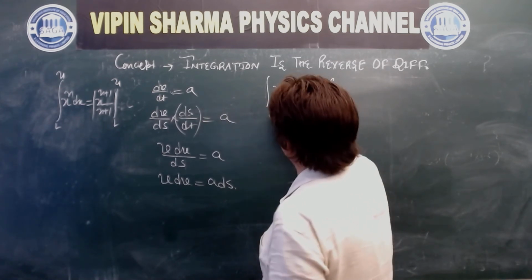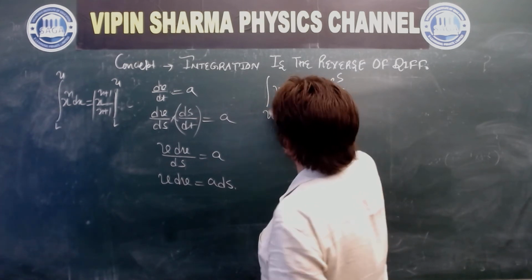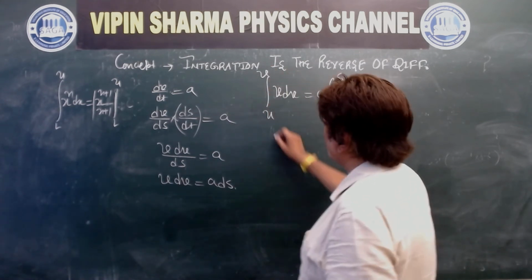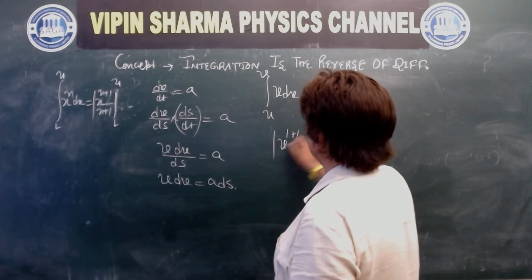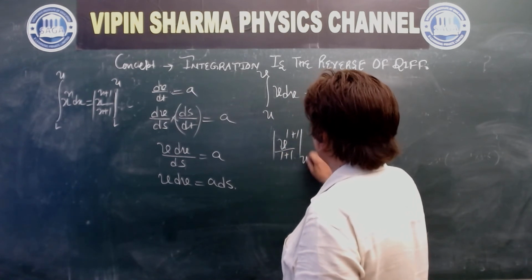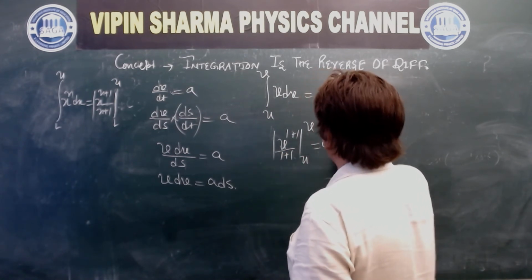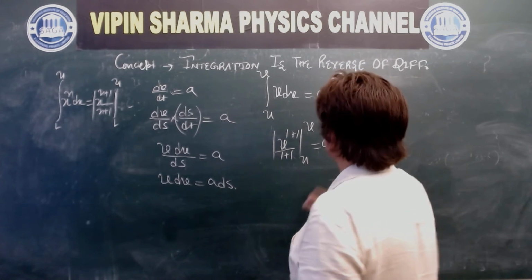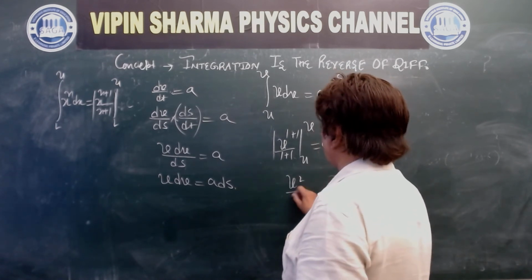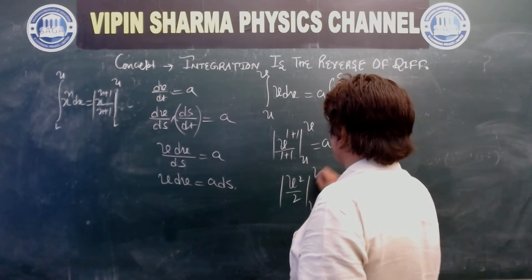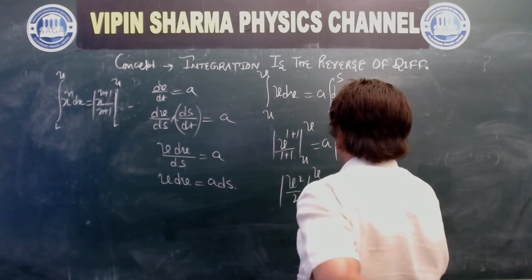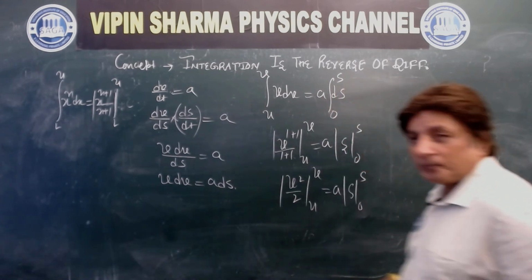When distance is 0, velocity is u. When distance is s, velocity is v. So this is v to the power 1 plus 1 upon 1 plus 1, from u to v. A ds is from 0 to s. So this is v square upon 2, from u to v, equals a s, from 0 to s.